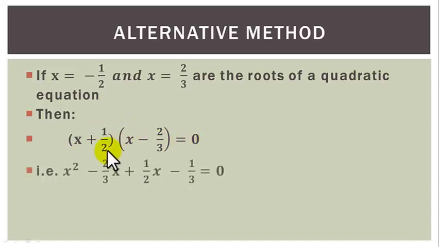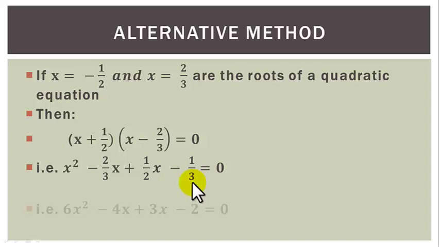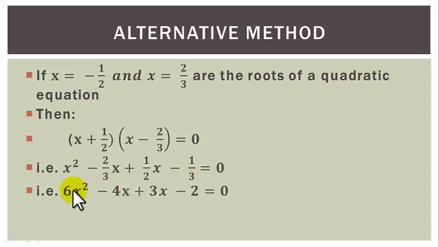Then expanding this, x times x will give us x squared. x times -2/3 is -2/3 x. Plus 1/2 times x is plus 1/2 x. Plus 1/2 times -2/3 is -1/3, equal to 0. If we multiply this through by the LCM 6, this will give us 6x squared minus, if you multiply this by 6, 3 will cancel 6, 2, and 2 times 2 here will be 4.